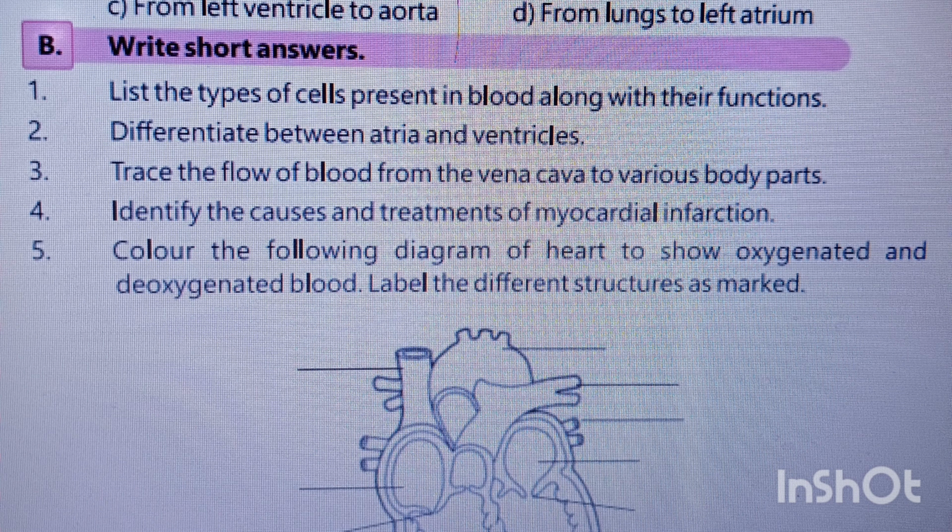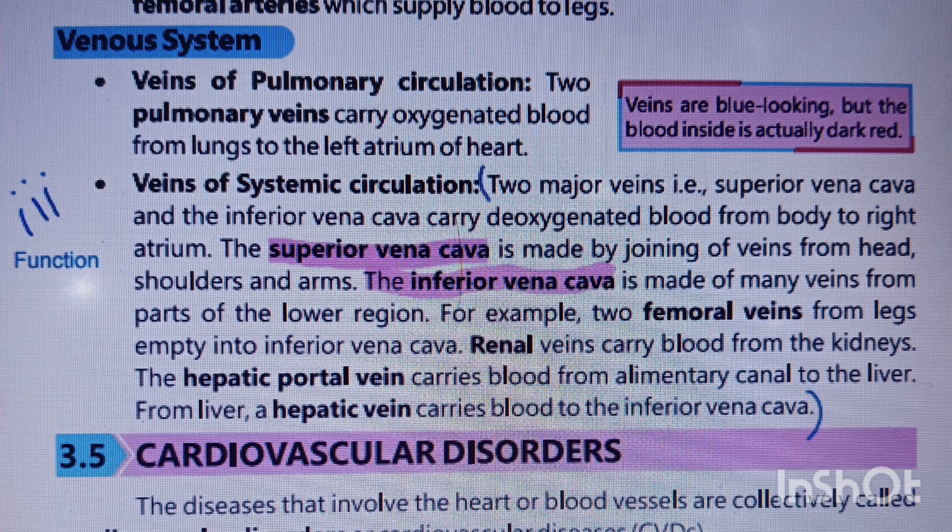Next is the third short question. Trace the flow of blood from vena cava to various body parts. So, in your answer, you will write the flow, that is, where the blood from the superior vena cava and inferior vena cava goes. This will be your answer for question number 3.